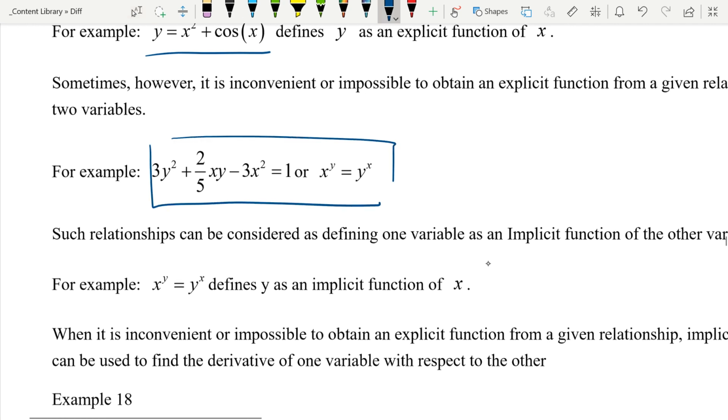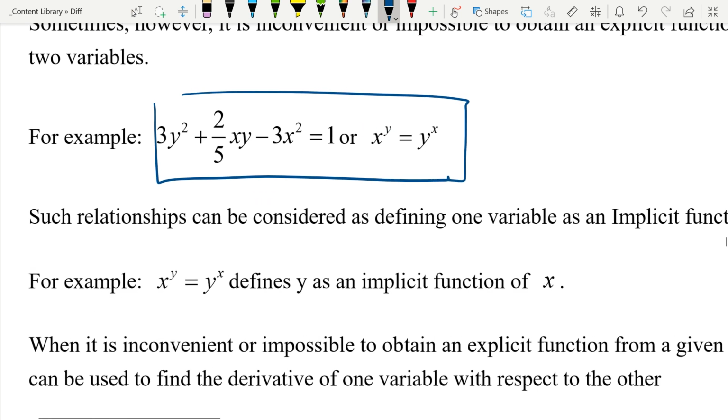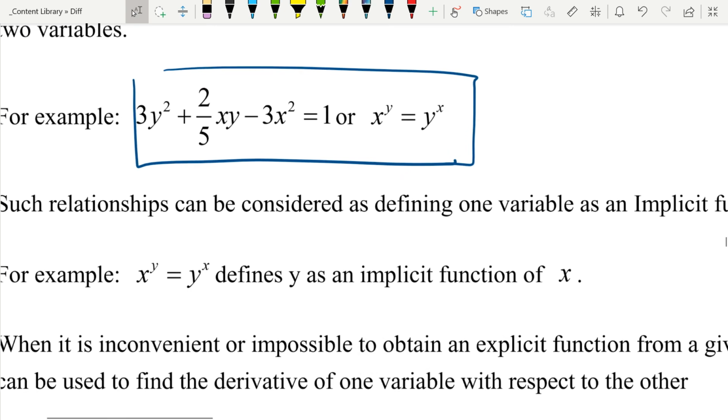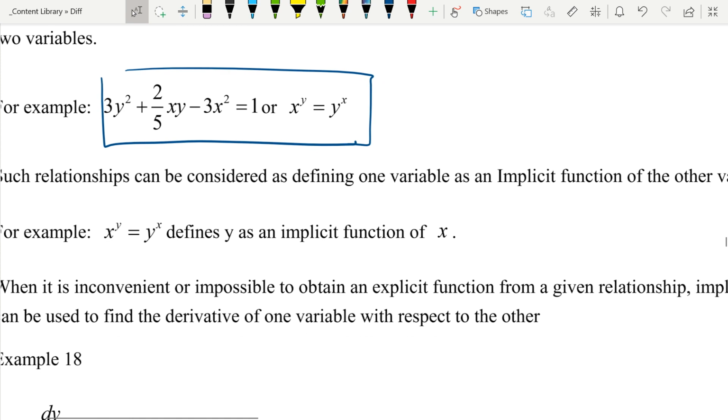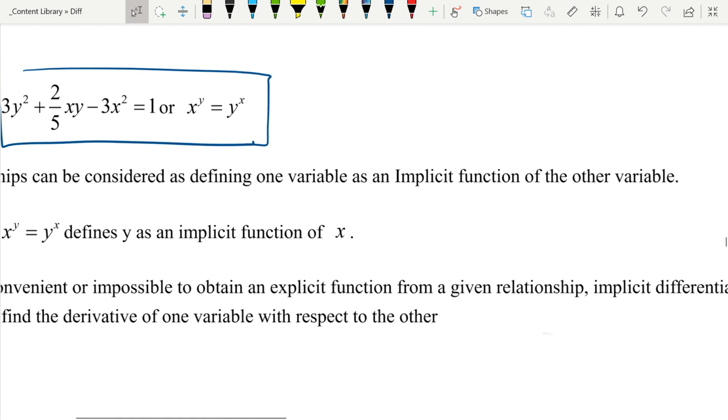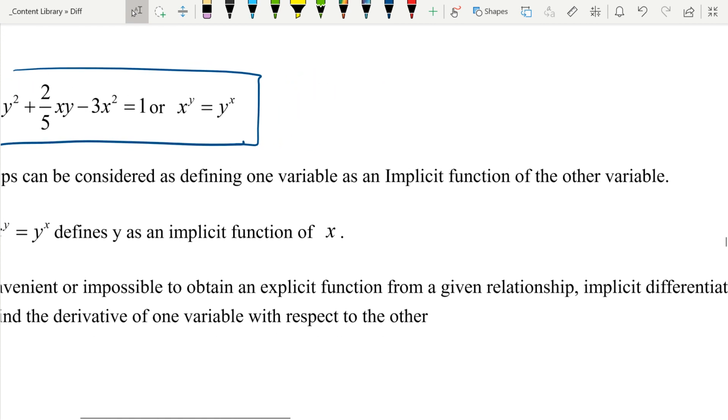For example, if you look at those two, it's very hard. Let's say it's not impossible for the first one to get y in terms of x, but it will take a long time. And same for the second one. So such relationships can be considered as defining one variable as an implicit function of another. Basically it's a mix of x's and y's on both sides of the equation, so it's not y in terms of x or x in terms of y.